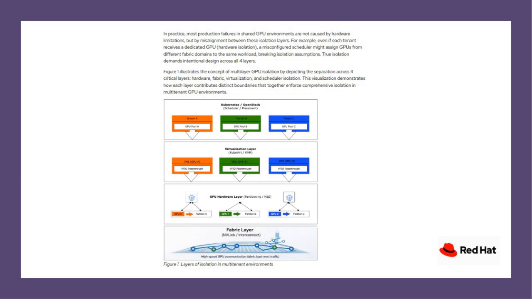This diagram illustrates how isolation is enforced across all four layers simultaneously. Each layer contributes a different protection boundary. Hardware separates physical resources. The fabric controls communication pathways. Virtualization creates tenant-specific environments. And schedulers ensure resources are allocated correctly. The key takeaway is that no single layer is sufficient by itself. True multi-tenant isolation requires all four layers working together.